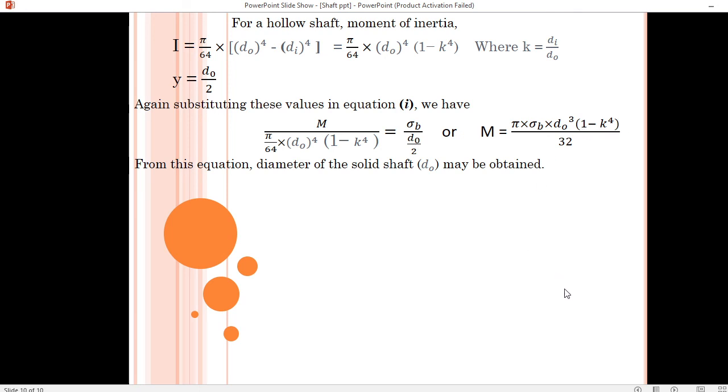In the next class we will see the combined stresses, that is bending and twisting.